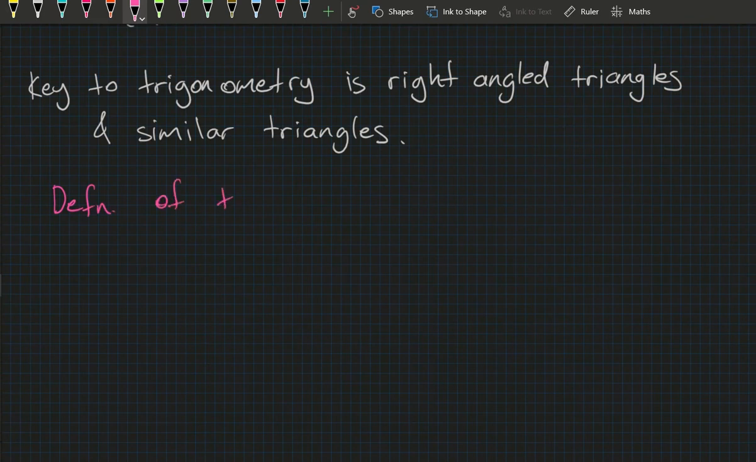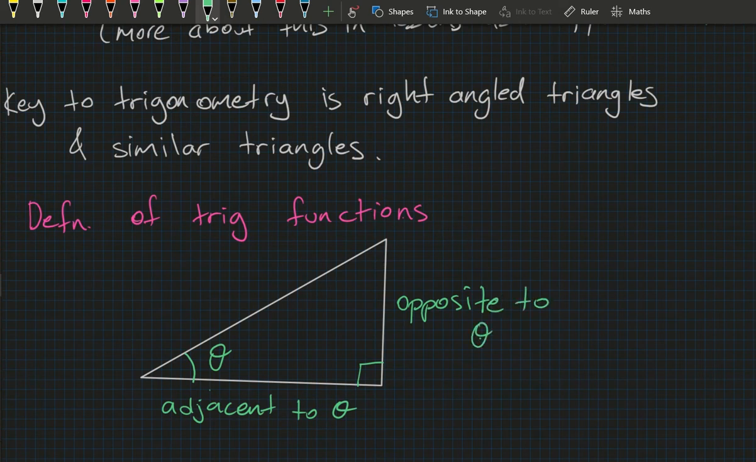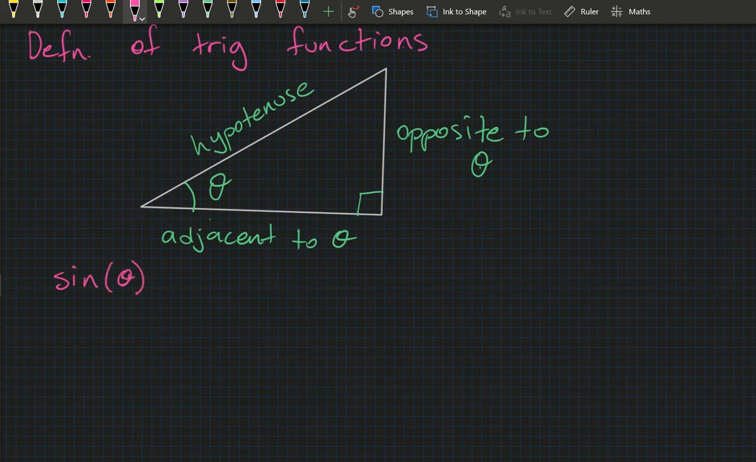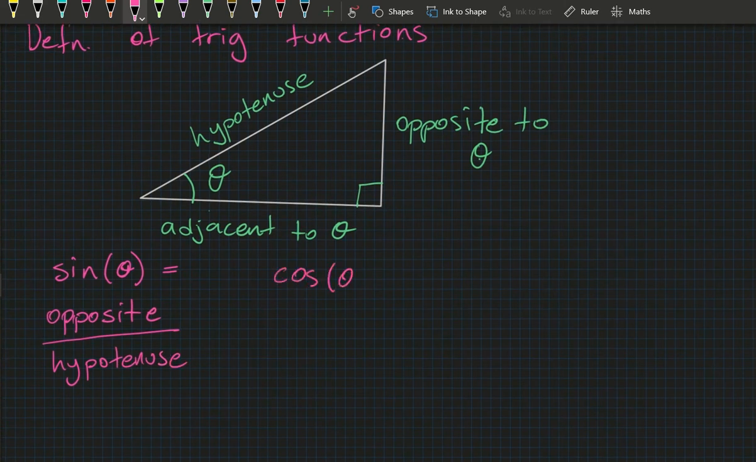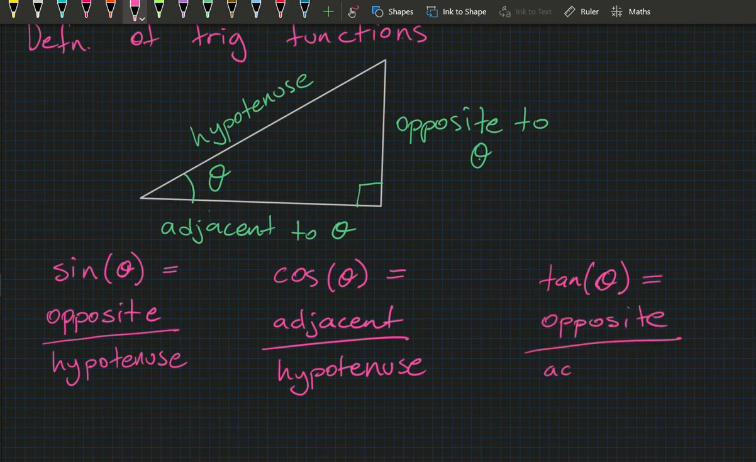So the definition of trigonometric functions: if we have a right angle triangle, and of course this box signifies a right angle, and an angle theta, then this side here is adjacent to theta, and this side is the opposite side to theta, and of course this side is always the hypotenuse. Then the function sine of theta is equal to the opposite side length divided by the hypotenuse. And cos of theta, also called the cosine, is equal to the adjacent side length divided by the hypotenuse. And tan of theta is equal to the opposite side length divided by the adjacent side length.